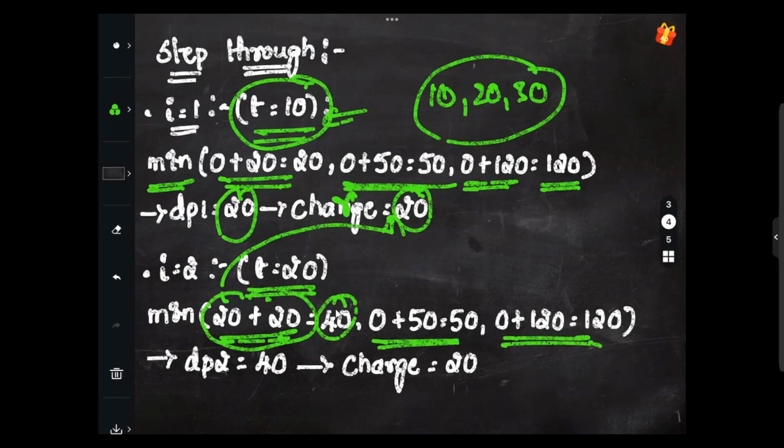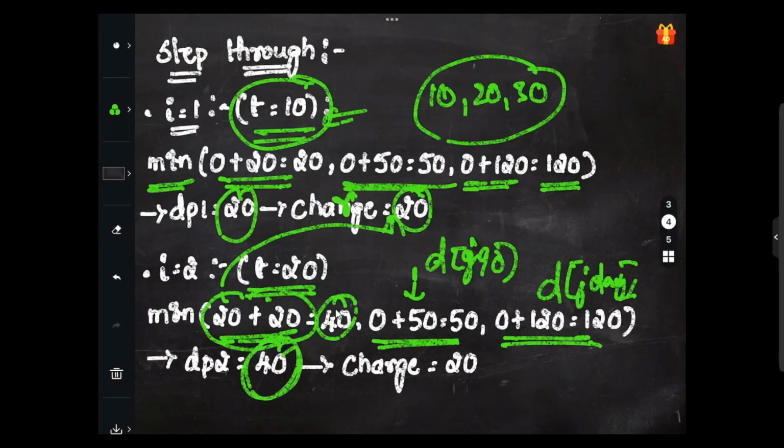So dp of i minus 1, this is nothing but dp of j. So this is fine. This remains same, and this one is dp of i minus 1 plus 20, right? For the single ride, i minus 1 charge we have already found out by the last step, that is nothing but 20. So this one will be 20 plus 20, that leads to 40. Now dp of 2 is 40, and charge still remains 20, right?